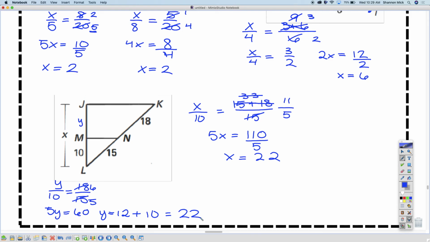Right here, my work is right here. I put a y on JM, didn't I? I found JM and just added the other part. I put y over 10 equals 18 over 15, reduced 18 and 15 to 6 and 5. So 5y equals 60, so y equaled 12. And that was part of it, and then I had to add the 10. But this addition, isn't that what we do right here? Yeah.